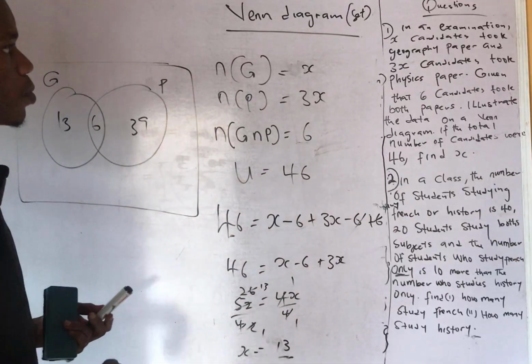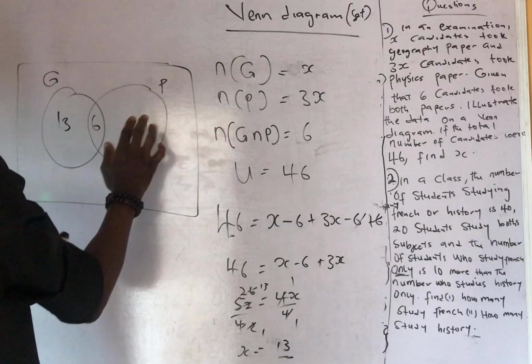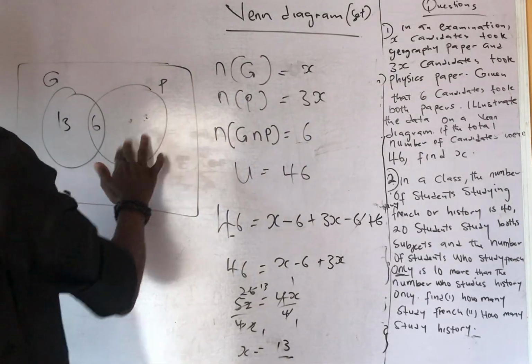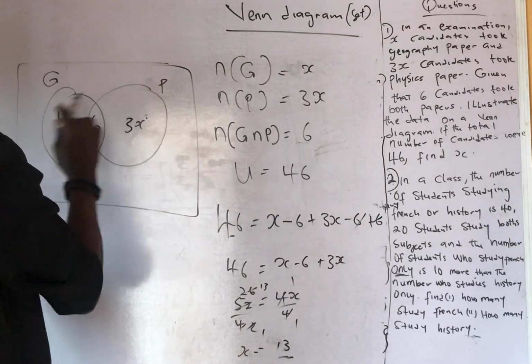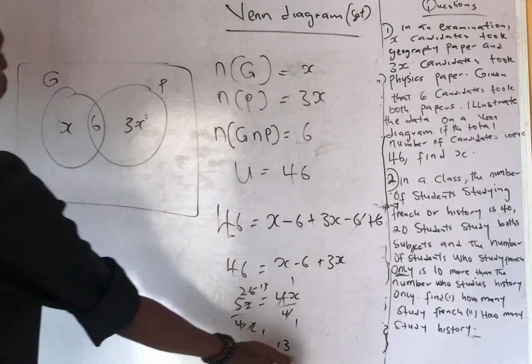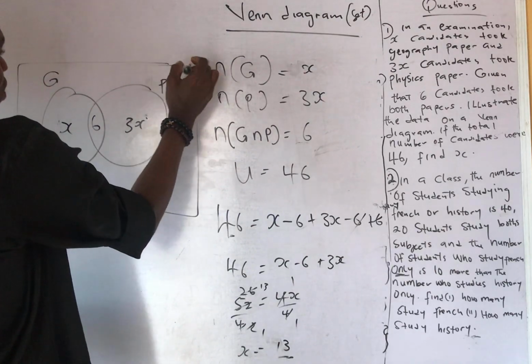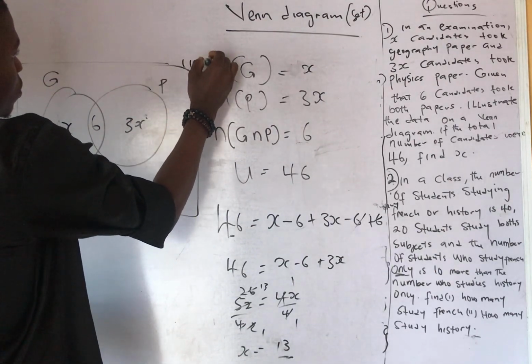But it asks us to just illustrate everything inside the Venn diagram and then find x. So let's just put everything here. That's 3x, then this one as x. Then this is the value for x. That's the answer.